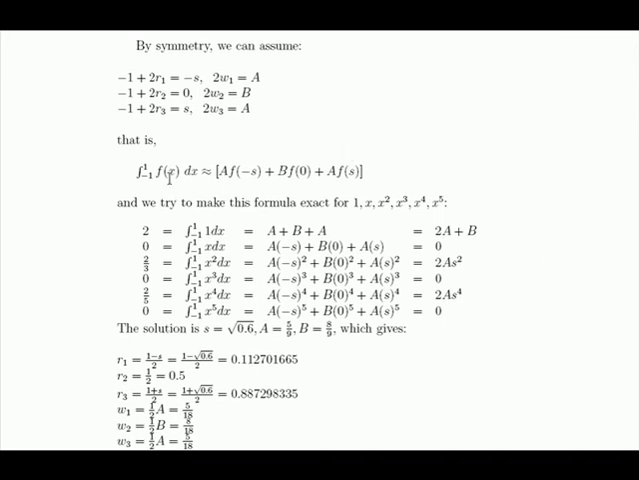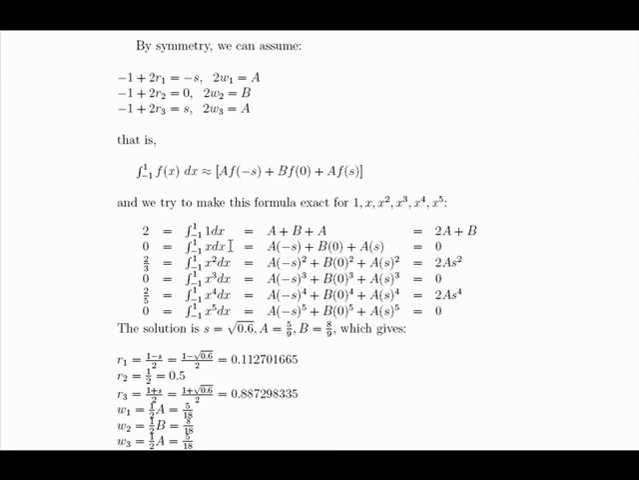And here we go. We're going to plug in f equal to 1, x squared, x cubed, and so forth. So we assume f is just the function 1 and x squared, and so forth. And the right-hand side we get, when f is 1, then f of anything is 1, so that's just a plus b plus a. When f is x, f of -s is -s, f of 0 is 0, f of s is s, and so forth. When f of x is x squared, this would be a times -s squared plus b times 0 squared plus a times s squared, and so forth.